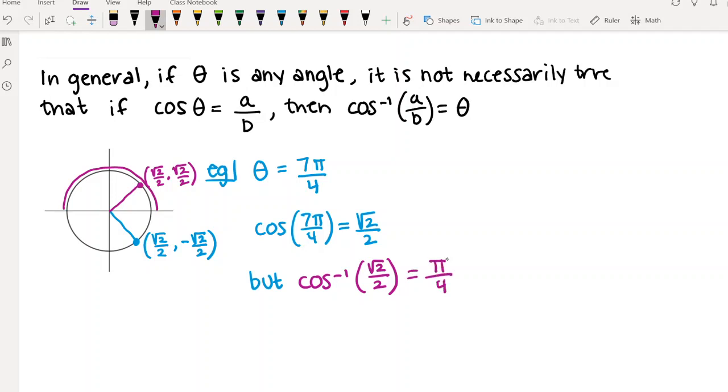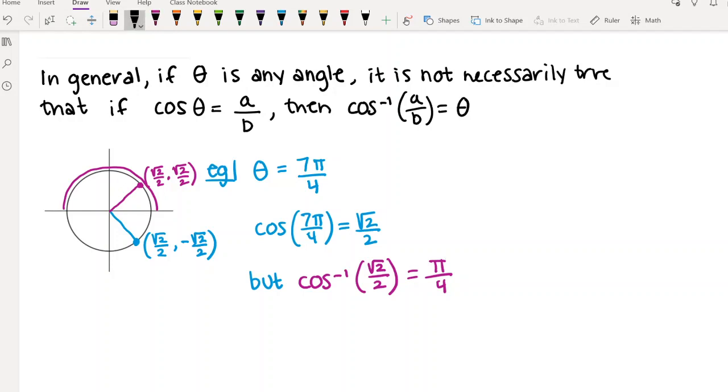So we just came up with an example where when you take cosine of the angle, you get a particular number, but when you take inverse cosine of that number, you don't get the same angle that you started with. So that's the way it is in general. However, if you know what quadrant you're dealing with, then you can say something like that.